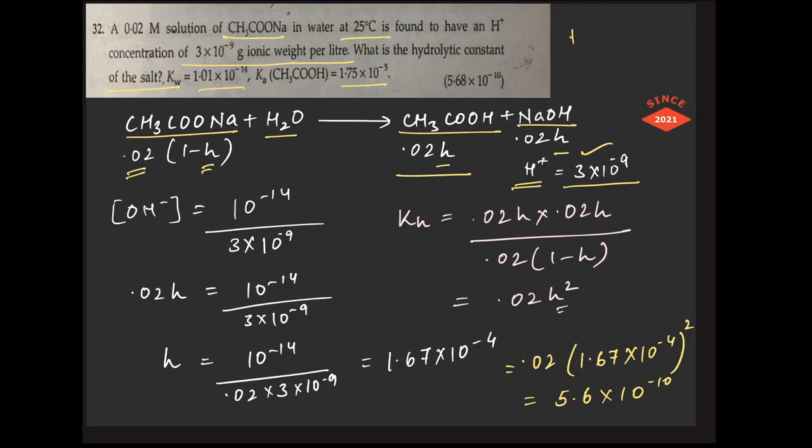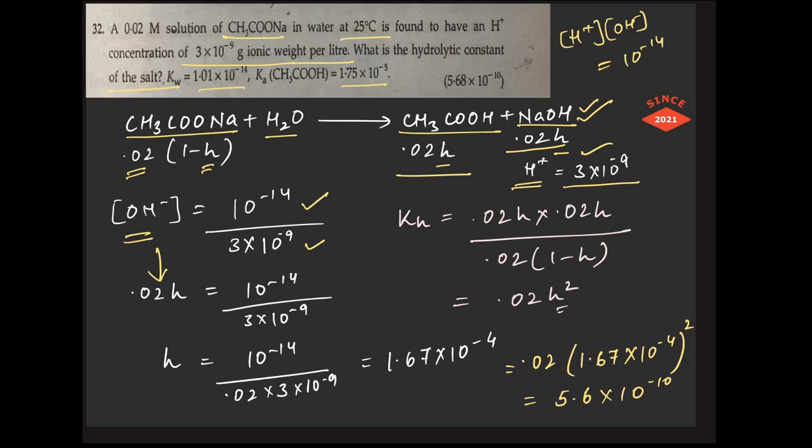Now, the product of H plus and OH minus ion concentrations is equal to 10 to the power minus 14. From this, the OH minus ion concentration will be equal to 10 to the power minus 14 divided by the H plus ion concentration. Now, from the hydrolysis reaction, what is the OH minus ion concentration? The OH minus ion concentration is 0.02H. This is actually the concentration of NaOH which is furnishing the OH minus ions, right?